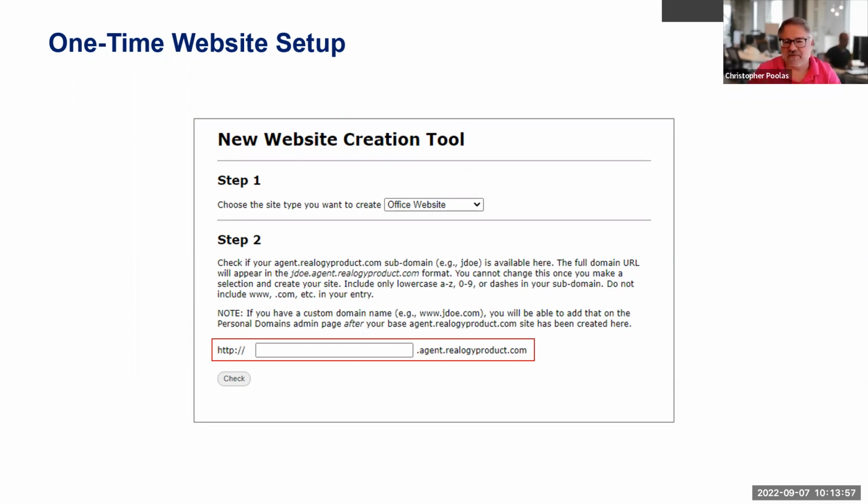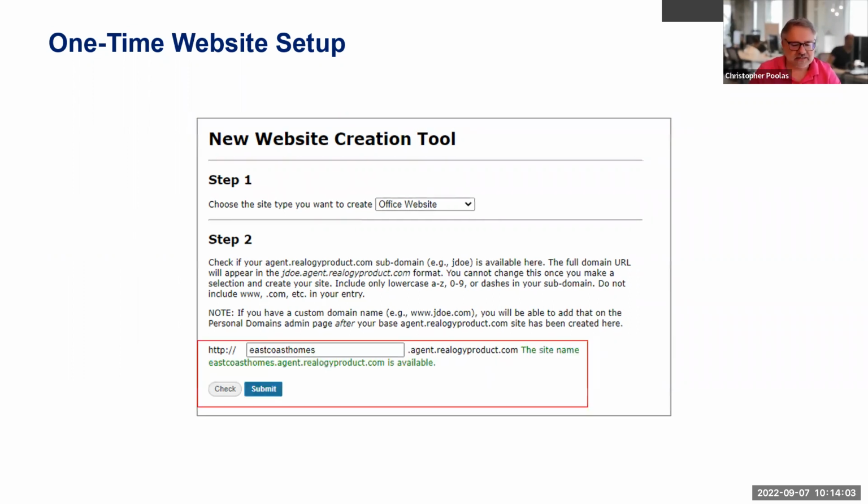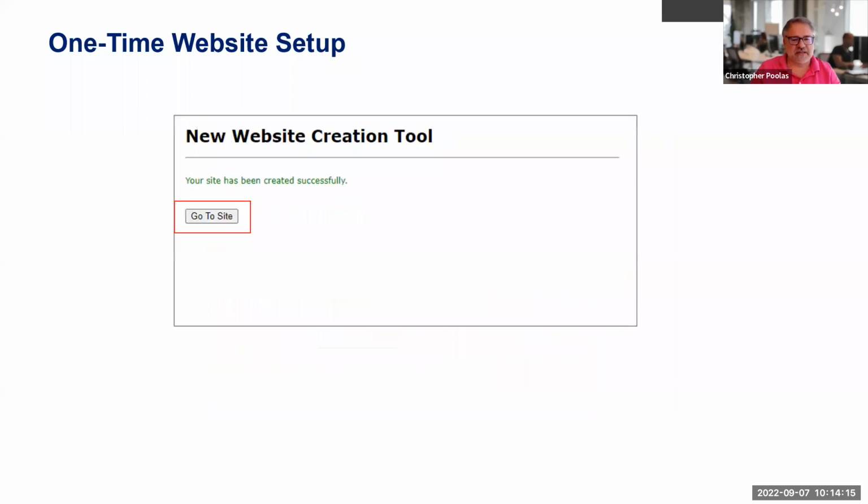But you have to check first to see, is that name available? So you type that in there and then hit that check button, and it's going to say it's available or not available. In this case, they searched East Coast Homes, and it was good, so they took that name, and that's good for them, so they can use that. But that's what you'll do, and then you'll click Go to Site.